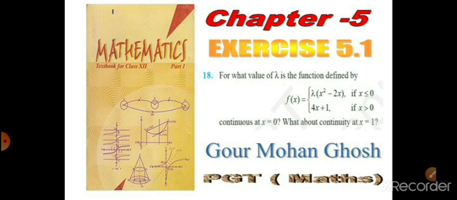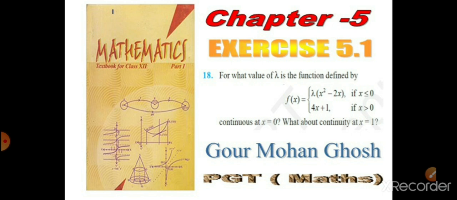Today we discuss question number 18 of chapter 5, exercise 5.1. The chapter name is continuity and differentiability. Question number 18 has come many times in the CBSE examination, so be clear about these questions.